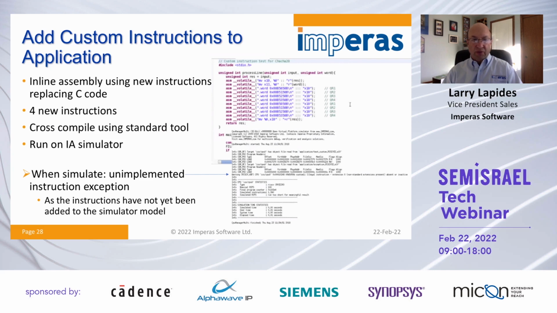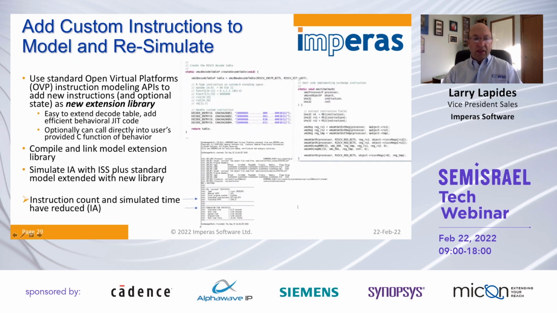We're going to add these custom instructions into the application. When we simulate, we get an unimplemented instruction exception in the simulation because we haven't added the instructions to the model. So now we go and do that. In this new extension library, we add these instructions in. We add this to the decode table. Works quite well. And now actually we see that the instruction count and the simulated time have been reduced.